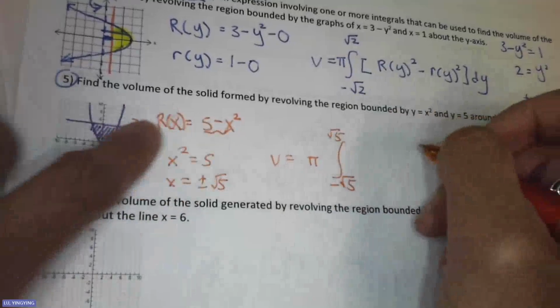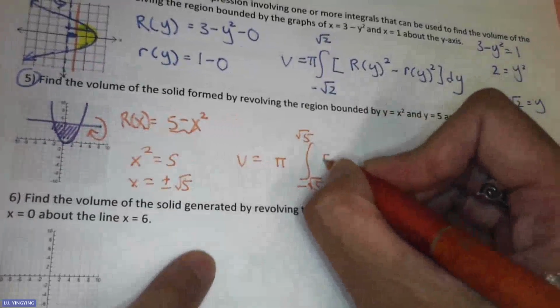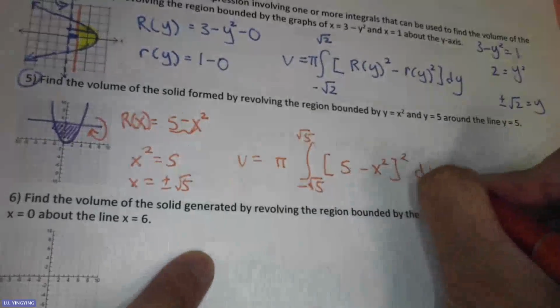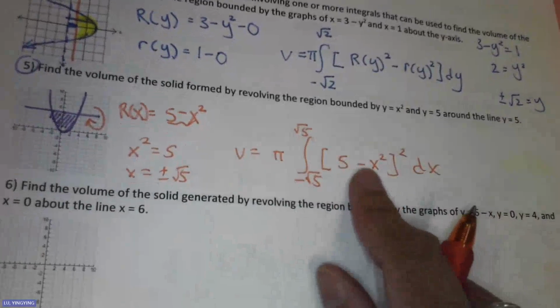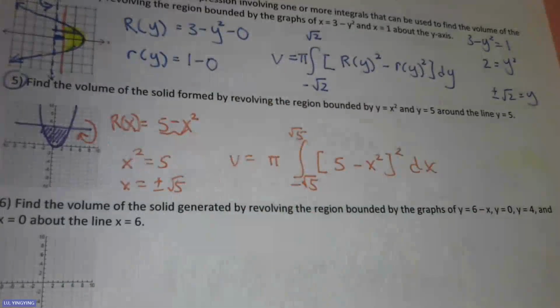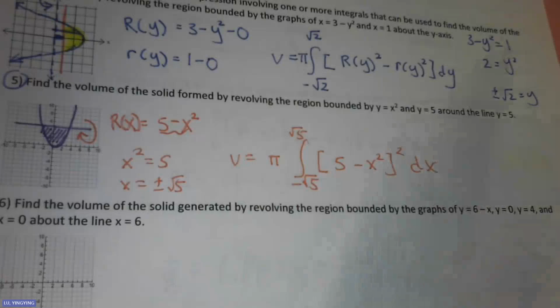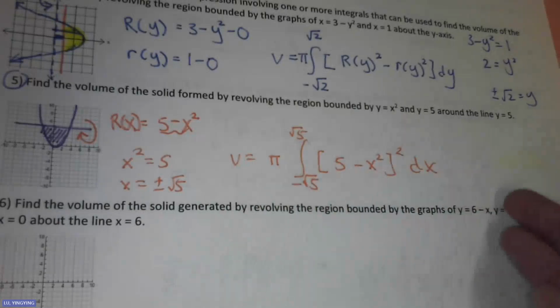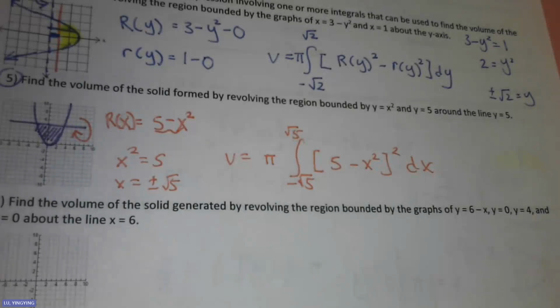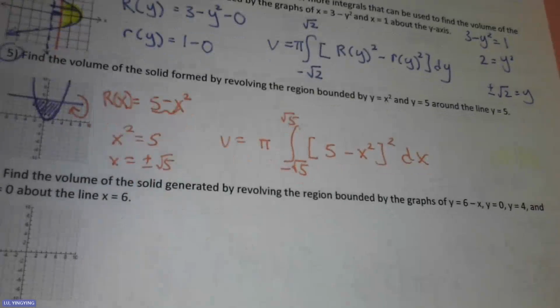Volume is pi from negative root 5 to root 5. For those of you who don't want to write R of x right there, you can just do 5 minus x squared, all squared here. That's also allowed. Whether you put the equation here or not, that's up to you, depending on what you feel comfortable with. Now, I will sometimes ask you to integrate this. If I do, you want to put the equation inside here, otherwise it's going to be too weird. You will FOIL this, and then do the integration. That's not too bad, right?